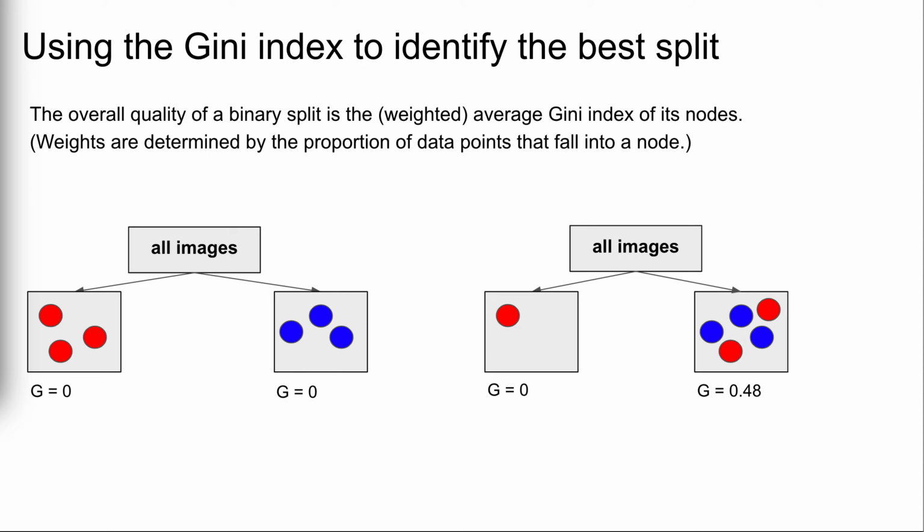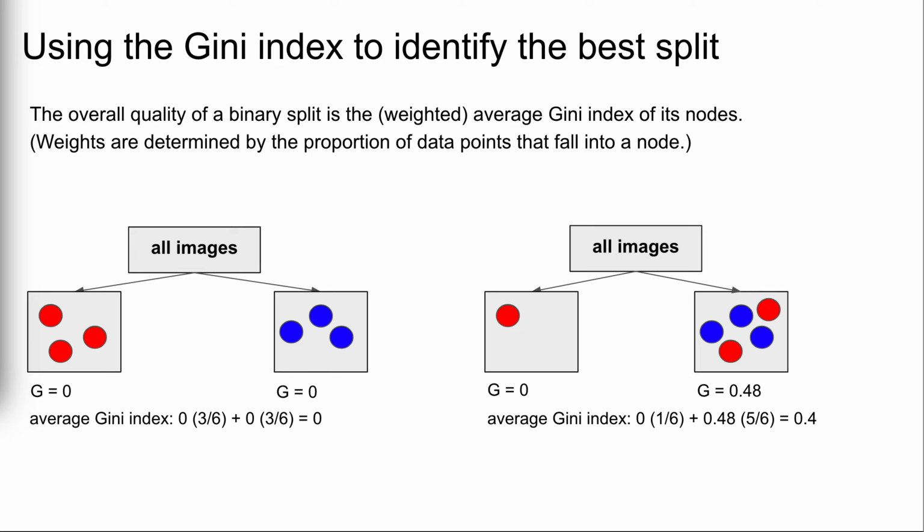In our first binary split option on the left, both nodes had a Gini index of 0. Thus, their average Gini index is also 0. In our second binary split option, the weighted average Gini index is 0.4. This result put only 1/6 weight on the 0 index of the first node and 5/6 weight on the 0.48 index of the second node. That is, it gave more and proportional weight to the larger node.